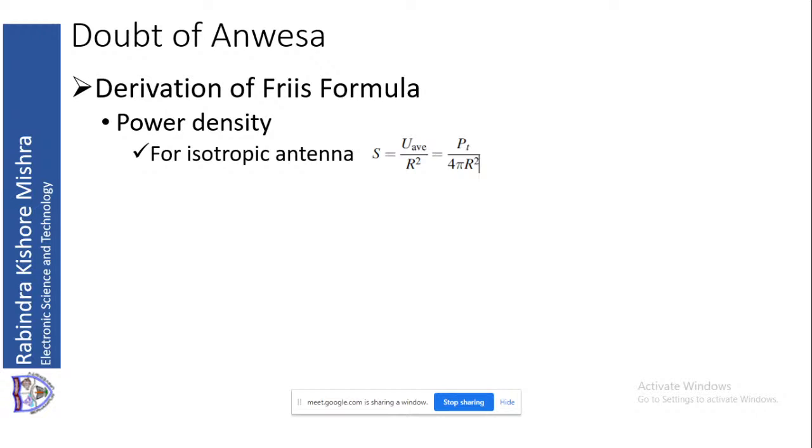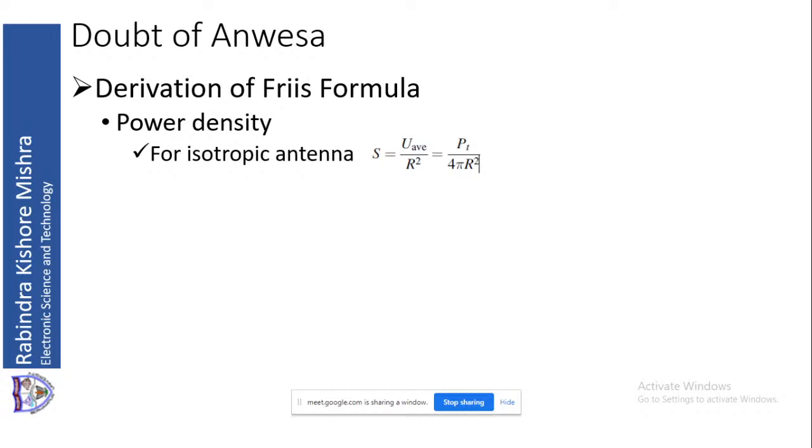Why is U average PT by 4 pi? If the total power is PT, then it is averaged over the solid angle. The complete solid angle is 4 pi. So it will be PT by 4 pi. This we have already discussed. So S is equal to PT by 4 pi R square for an isotropic antenna.